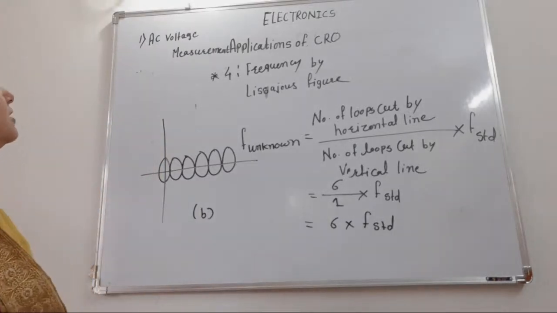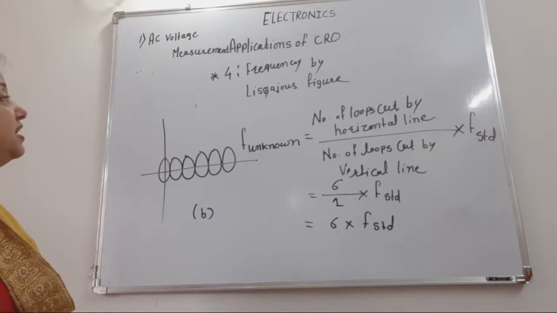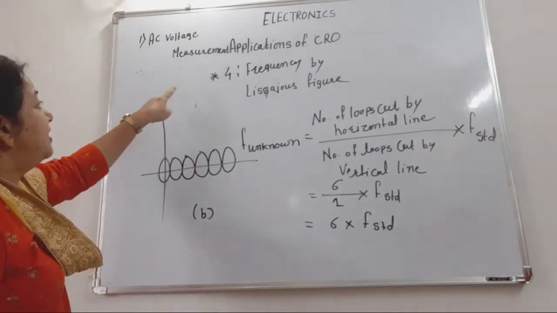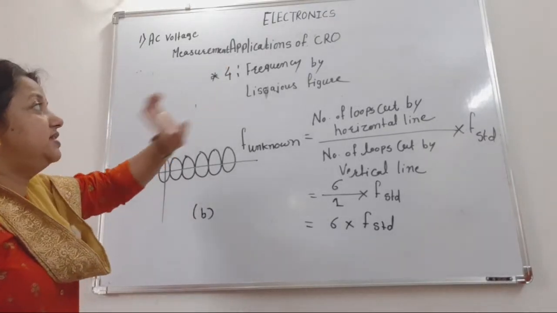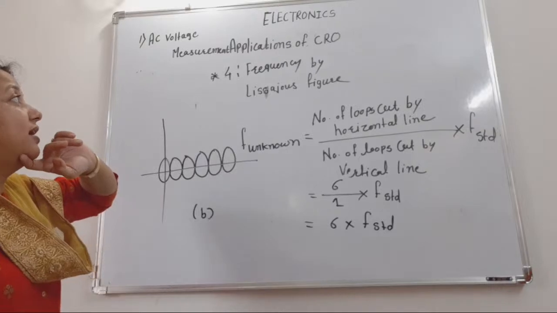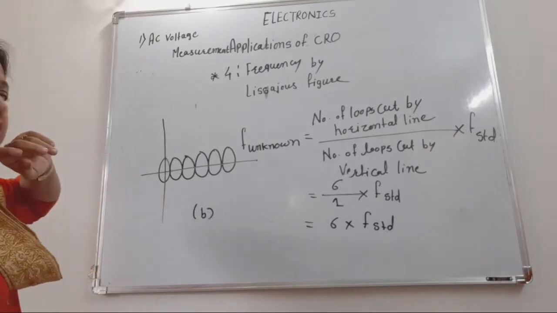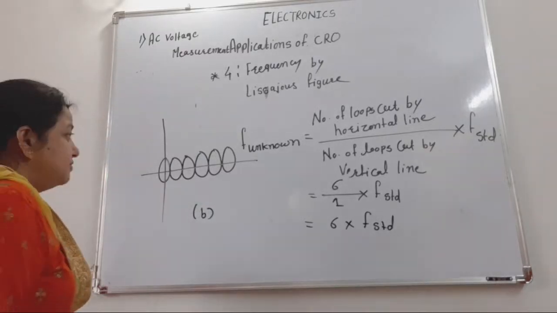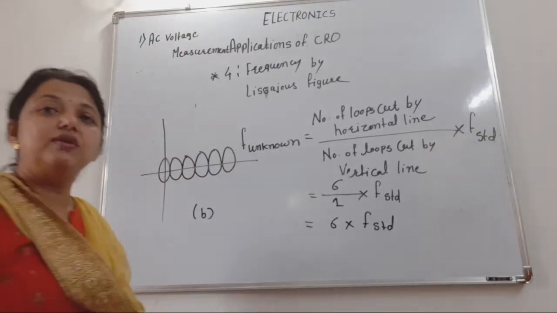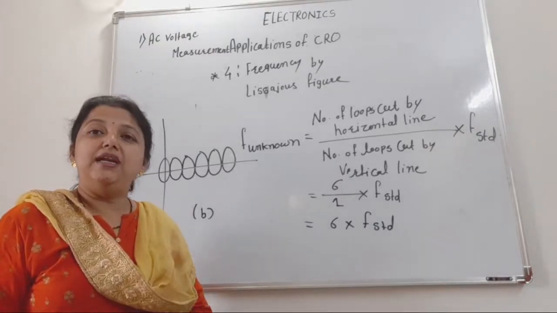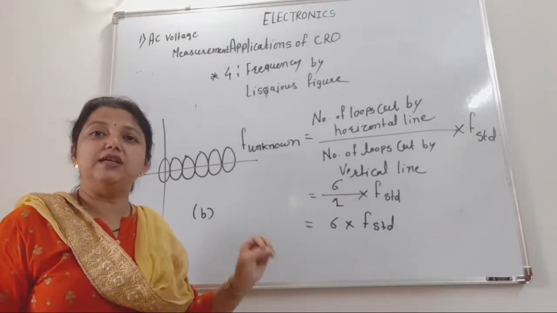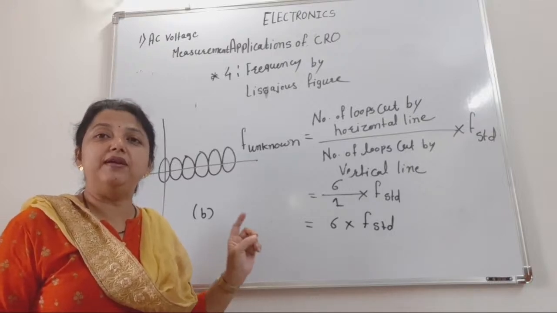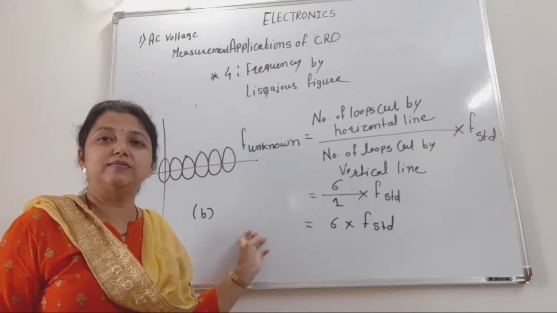Now these are the 4 applications of CRO: AC voltage measurement, second DC voltage measurement, third time period measurement, fourth frequency measurement. In 2 ways we are able to calculate the frequency by using CRO. Now next one is the phase measurement. Write down the heading, at least you have to write down the headings and some formulas in your classwork notebook. Then you remember what we studied previously.